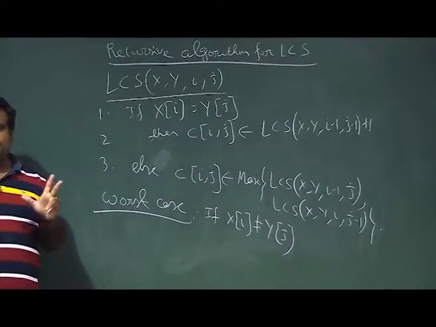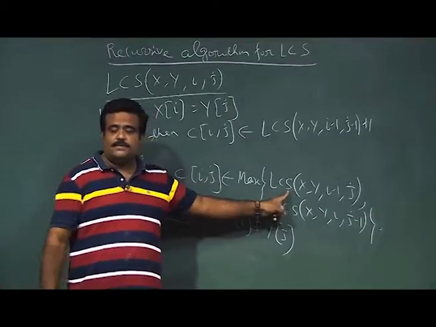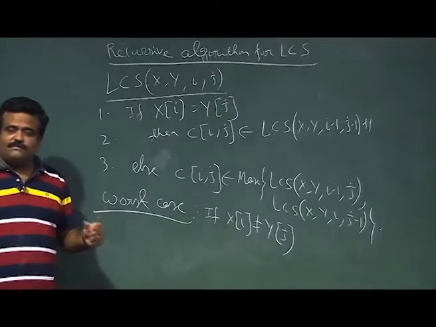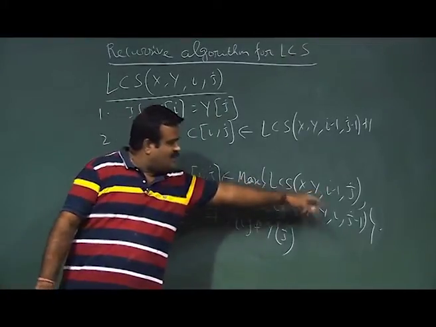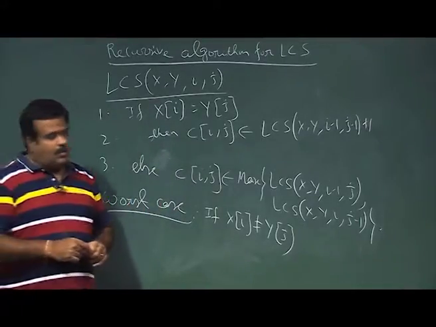But if xi is not equal to yj, then we have to make two recursive calls, and then we need to get the maximum of those, and in both calls we have only one index less. So, this is the worst case.